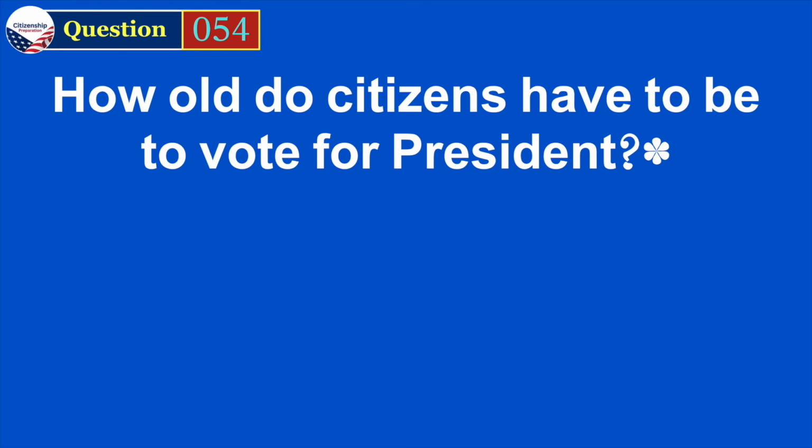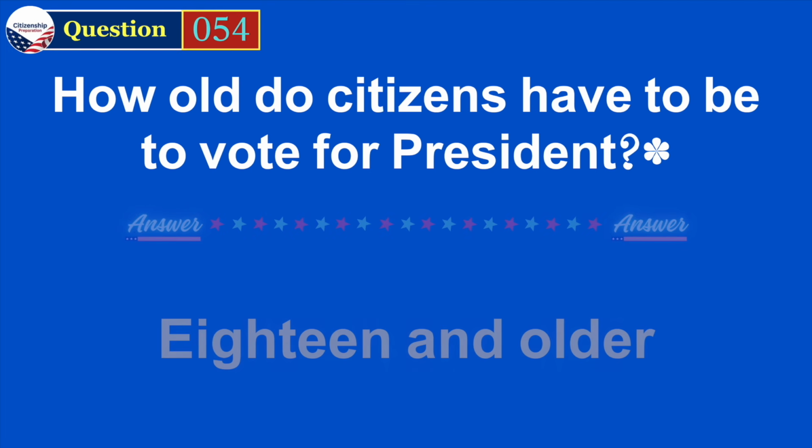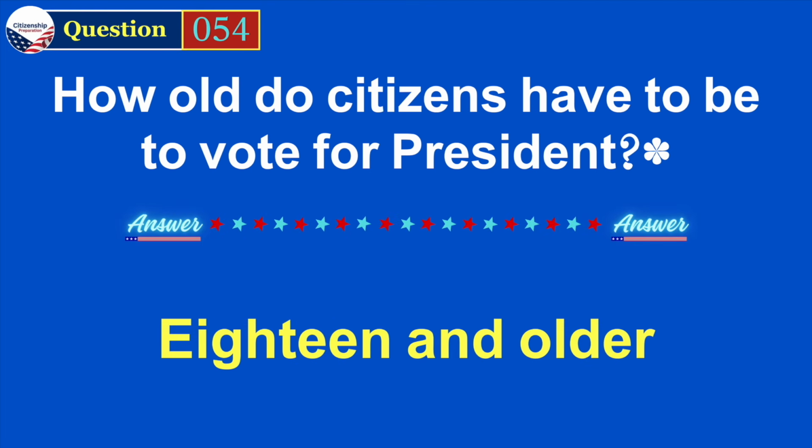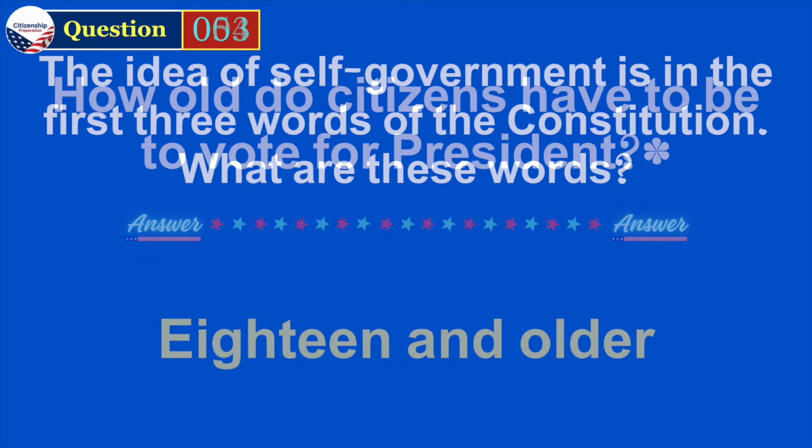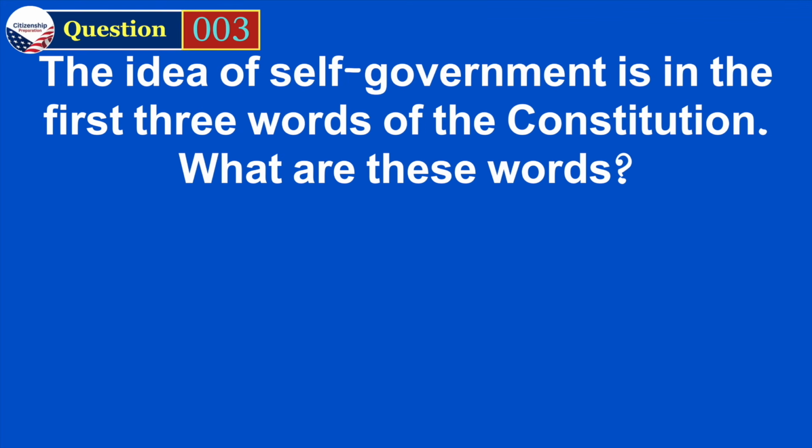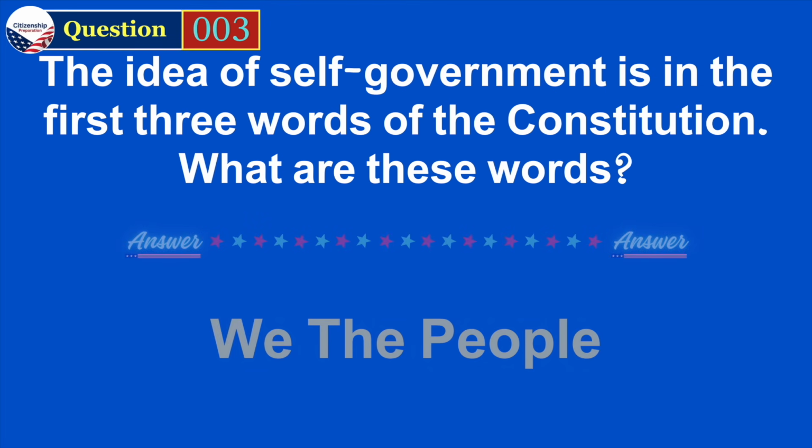How old do citizens have to be to vote for president? 18 and older. The idea of self-government is in the first 3 words of the Constitution. What are these words? We the people.